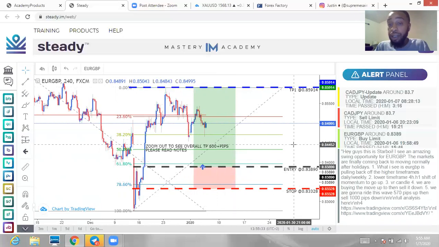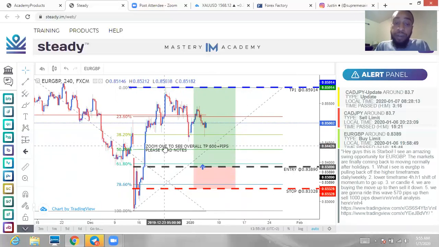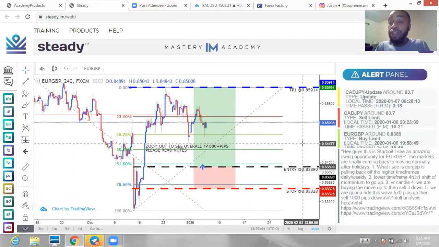And that is how you use Steady. Same concept. You would have gotten the alert. You would have come to check. There's information here. There's notes. You see how many pips you're risking. You enter in the numbers. You put it in your MetaTrader 4 account, and you go on about your day.